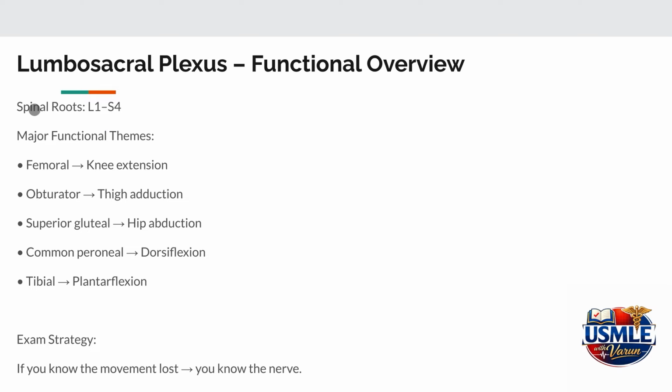The lumbosacral plexus arises from the spinal roots of L1 through S4. Important nerves include the femoral nerve, which controls knee extension, the obturator nerve, which controls thigh adduction, the superior gluteal nerve, which controls hip abduction, the common peroneal nerve, which controls dorsiflexion, and the tibial nerve, which controls plantar flexion. Femoral, obturator, superior gluteal, common peroneal, and tibial.